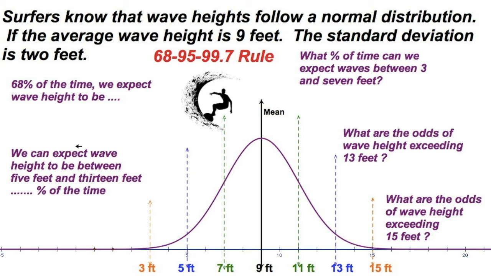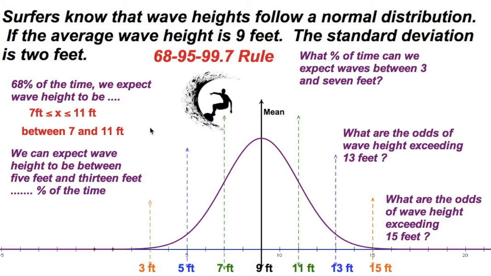So let's start with a softball, an easy one. 68% of the time, we'd expect wave height to be, plus or minus 1 standard deviation, between 7 and 11, right there. Now you could write it like that. Maybe you write it with words. I kind of prefer the latter.